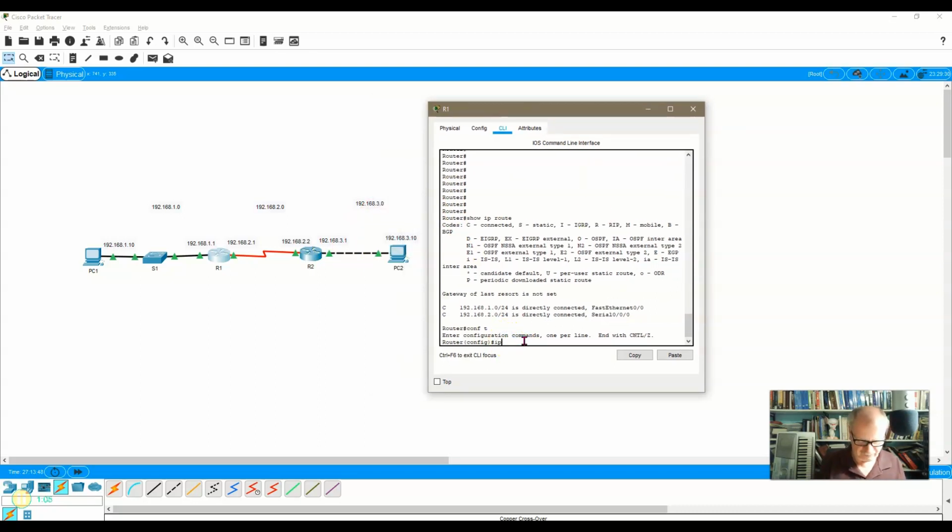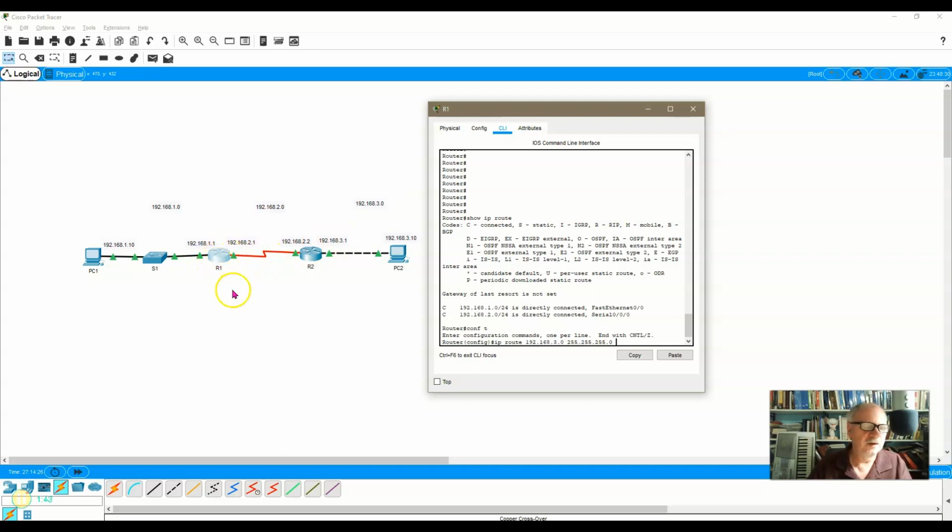Okay, IP route. And the first thing we're going to put in is the network we want to be able to reach, 192.168.3.0. Now, in order for it to know what network that is, it has to know a subnet mask. These are all /24s here, and so this is going to be 255.255.255.0. We're not done yet, though.